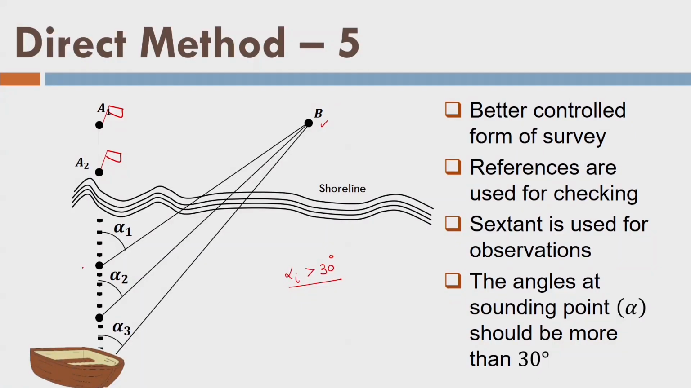Using the sextant instrument, we are measuring the angles alpha 1, alpha 2 and alpha 3 at regular intervals, let us say every 10th reading. And intermittent readings are measured, or the distances are measured between the 2 points, say this point and this point. So, all these readings are measured with the help of a watch. I think you can now understand better control survey, and references are used for checking. The sextant is used and the angle alpha should be more than 30 degrees.